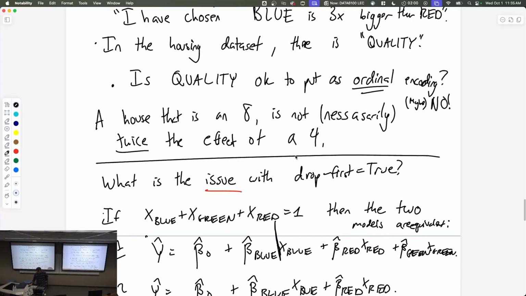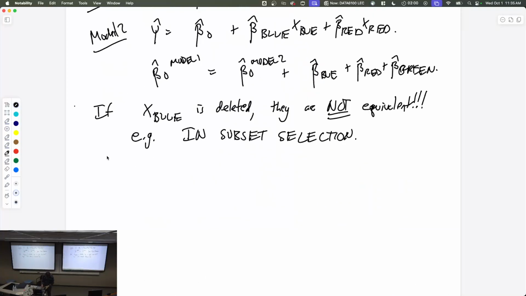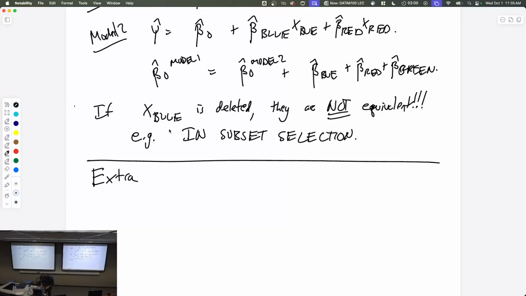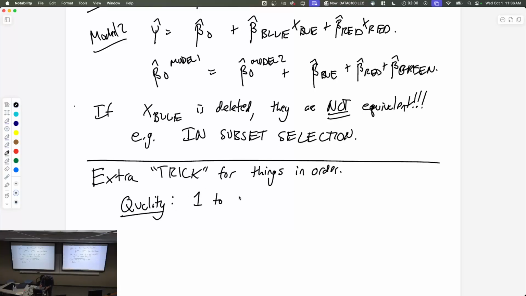And I'm going to give you one extra little trick for qualities, for things like that. I don't know, this is commonly used for things in order. Anytime you have something in order. So in qualities, we don't necessarily want to do ordinal encoding. So first of all, let's say for the sake of argument, the quality is 1 to 5 stars. We did 1 to 5 stars earlier in the course.